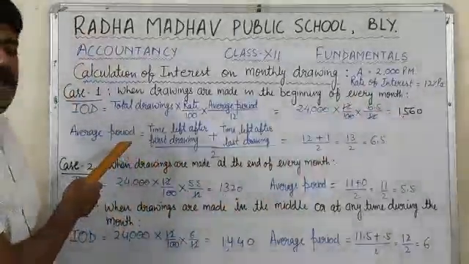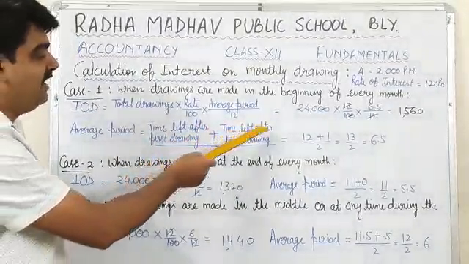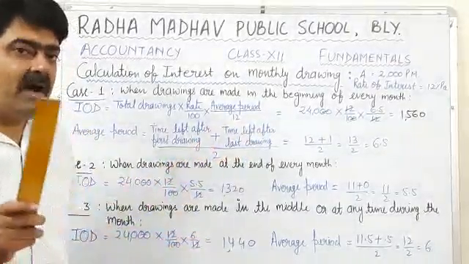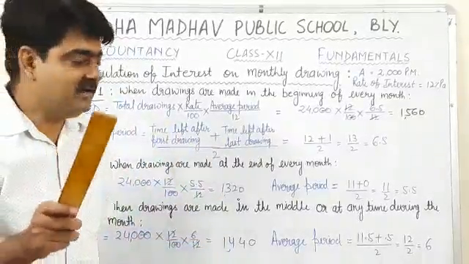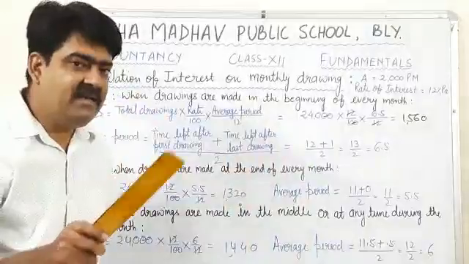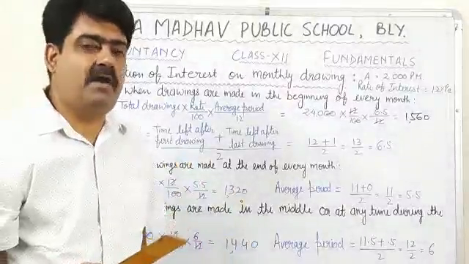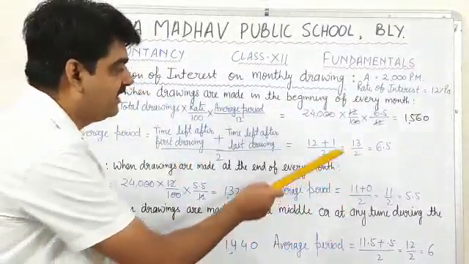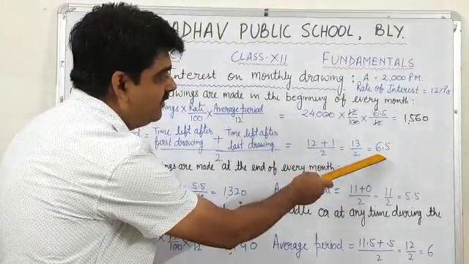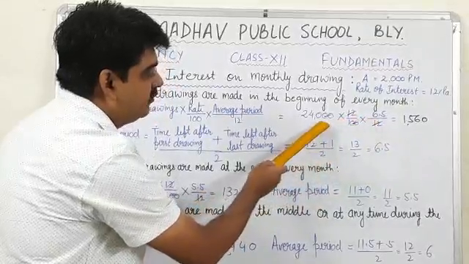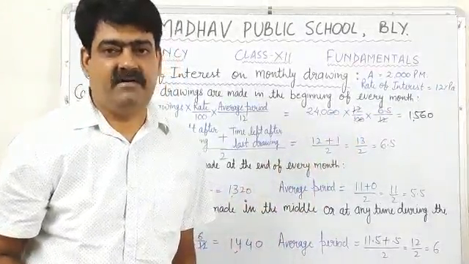See, average period will be calculated with the help of this formula, that is time left after first drawing plus time left after last drawing upon 2. If partner will withdraw first amount on April 1, so April 1 to March 31 total time period will be left 12 months, and see, he will withdraw last amount on March 1, so time period left after last drawing will be March 1 to March 31, that is 1 month. So like this average period will come 6.5 and this average period will be applied in this formula. So 24,000 into 12 upon 100 into 6.5 upon 12, our interest on drawing will come 1560.